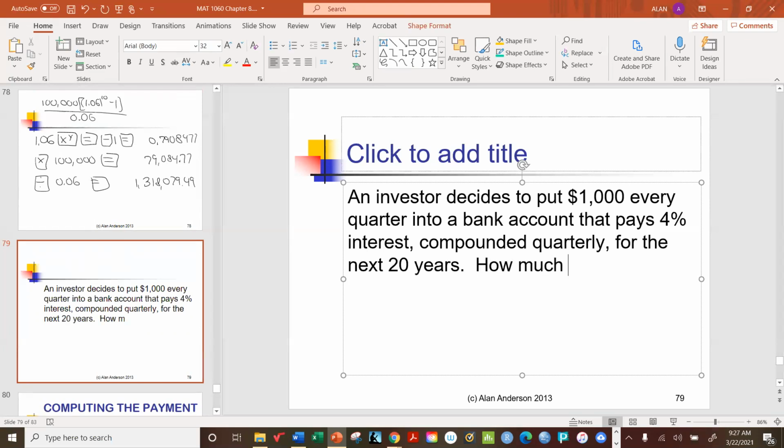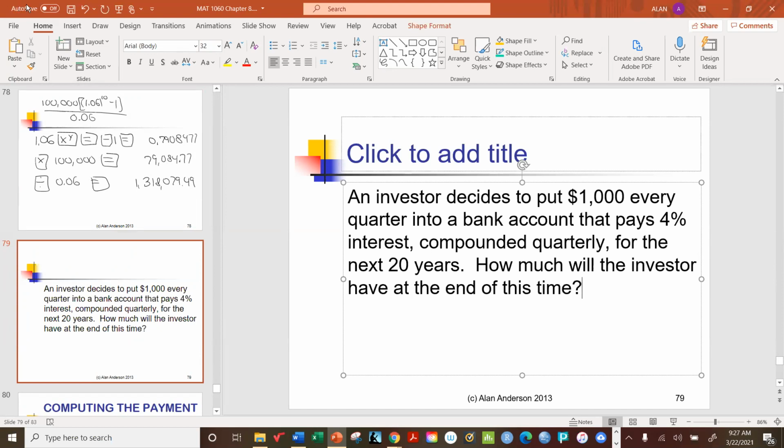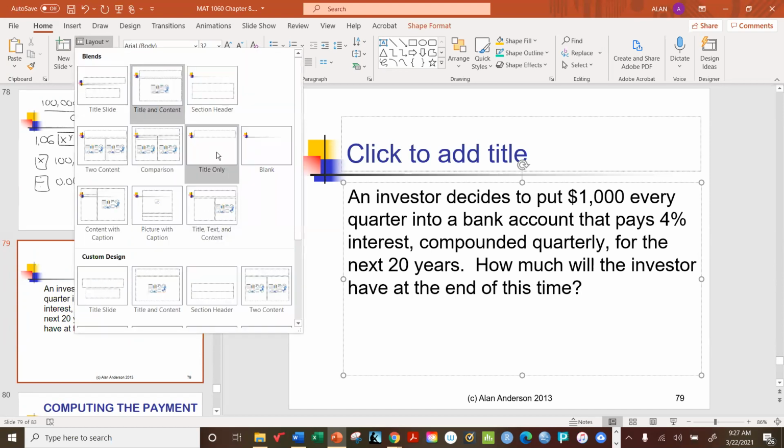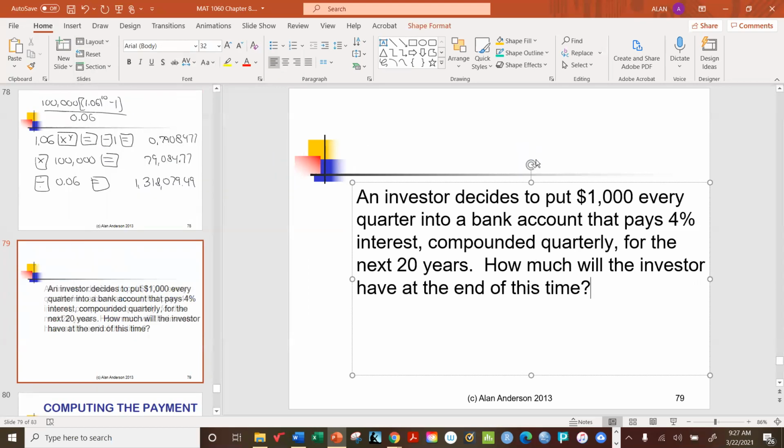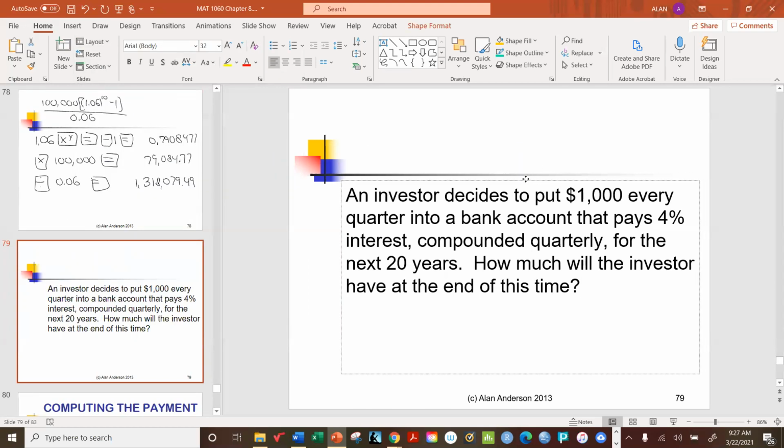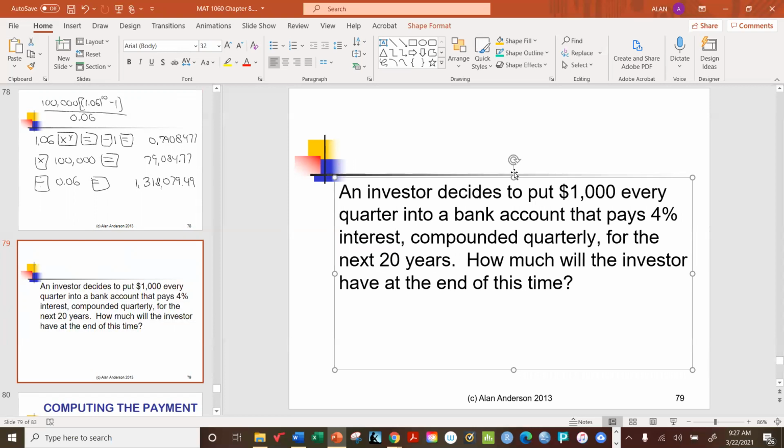How much will the investor have at the end of this period of this time? All right, so let's just see what variables we have here. So the repeated value is the $1,000.